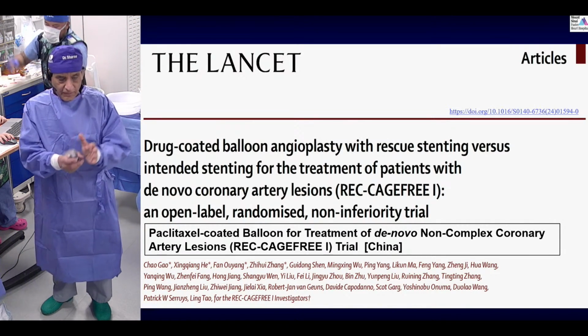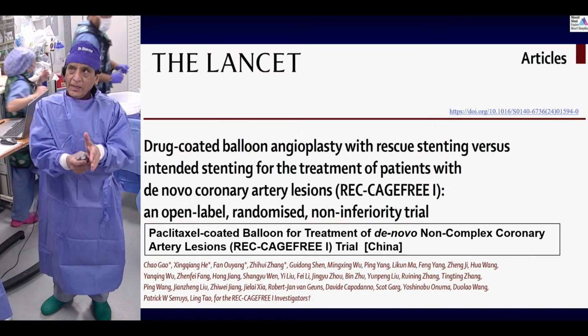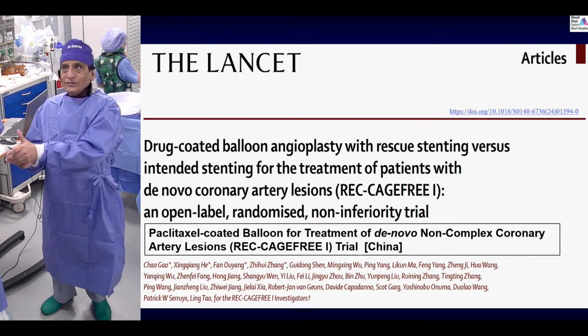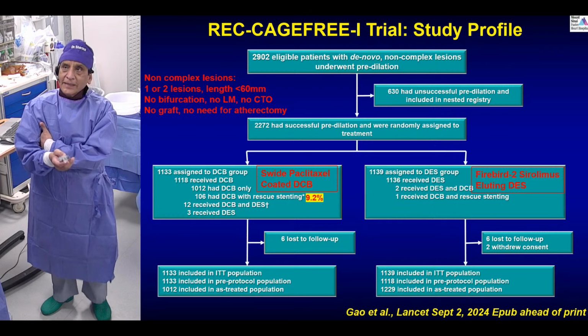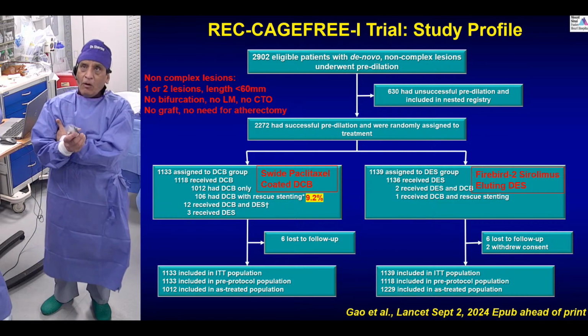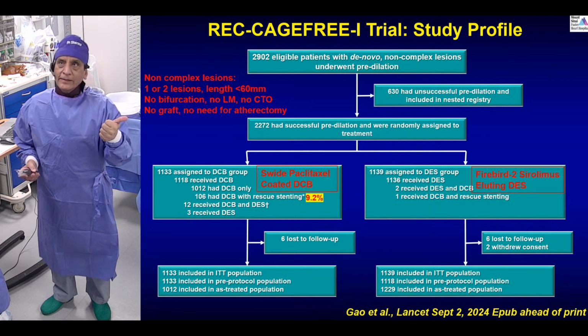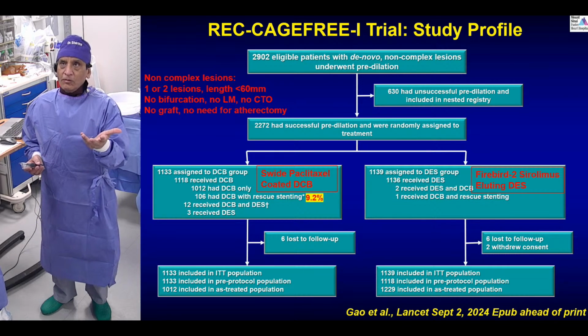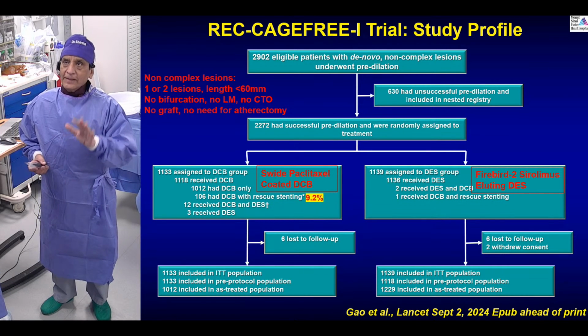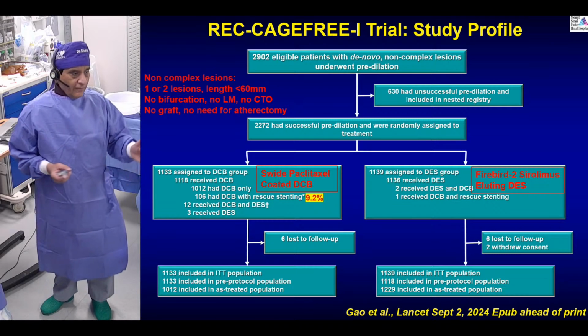Considering the concept of the drug-coated balloon, if it fails, you put in a rescue stent, versus going with the DES. This is called the CAGE-FREE 1 trial. This was done in China, in non-complex lesions: 1 or 2 lesions, length less than 60, no bifurcation, no left main, no CTO, no grafts, and no need for atherectomy. A large number of patients, about 1,100 plus.